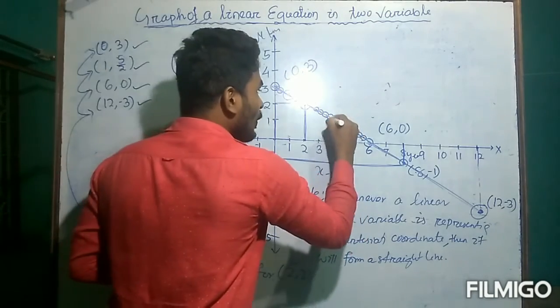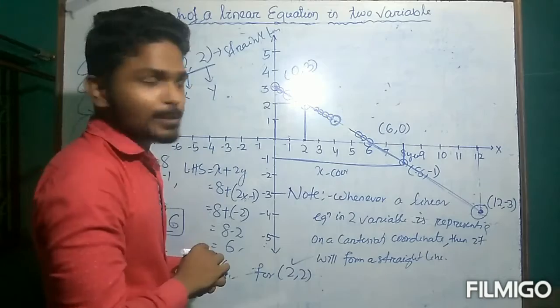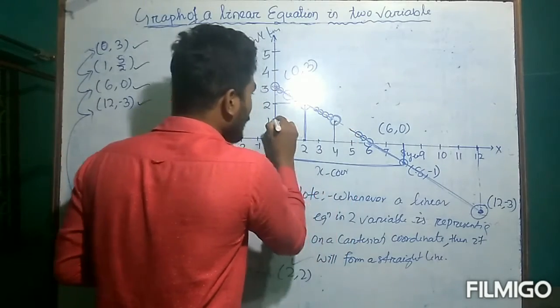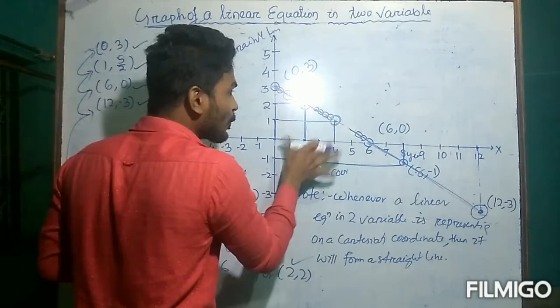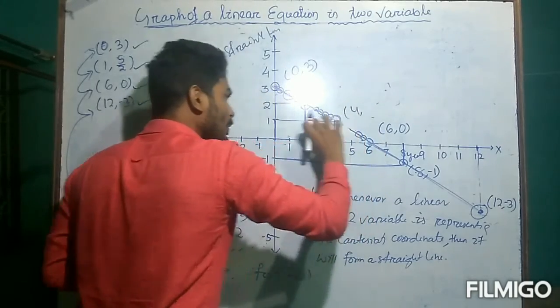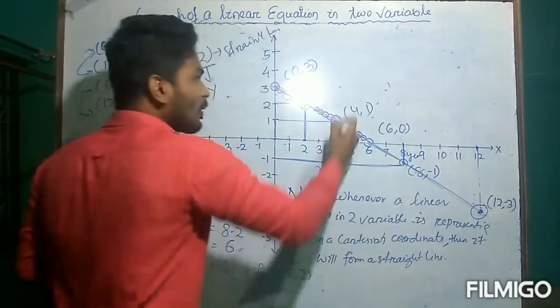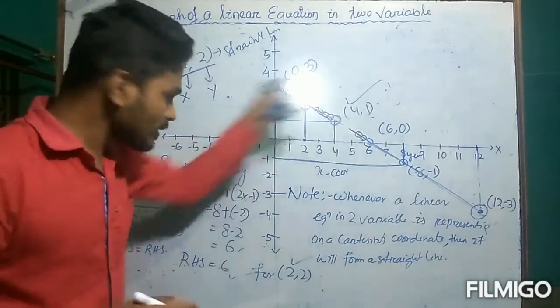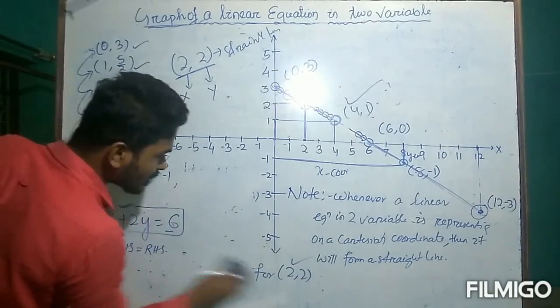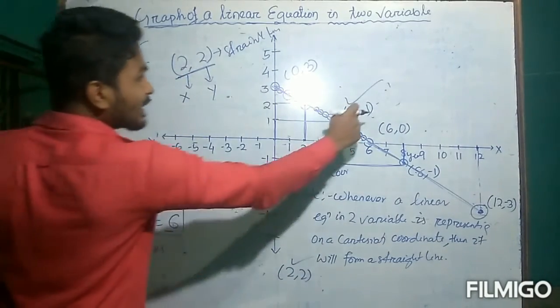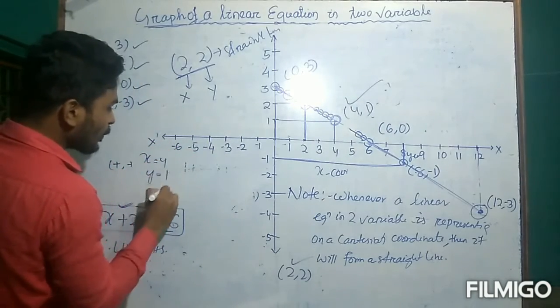So can you identify the coordinate of this point? Yes, by drawing the perpendicular distance. Now you can see this is your x coordinate. So x coordinate is 4, and this is our y coordinate. Y coordinate is 1. Now let us put these values in the original equation and find whether LHS is equal to RHS or not. So here we have x to be 4 and y to be 1.